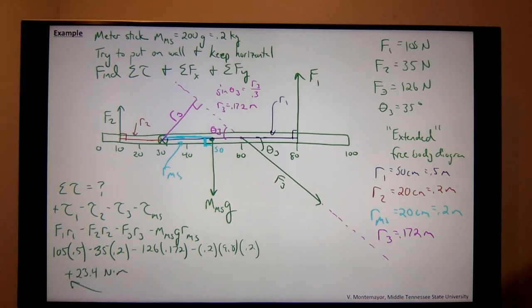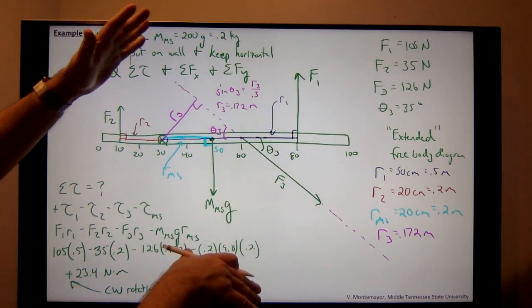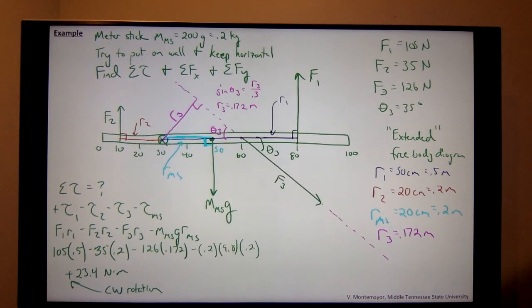Notice the positive indicates clockwise rotation. So at this instant, if we just went up here and just, boom, applied all these forces, it would begin to rotate clockwise. And then, of course, the force directions and all change and everything gets crazy. But at that instant, it rotates clockwise.